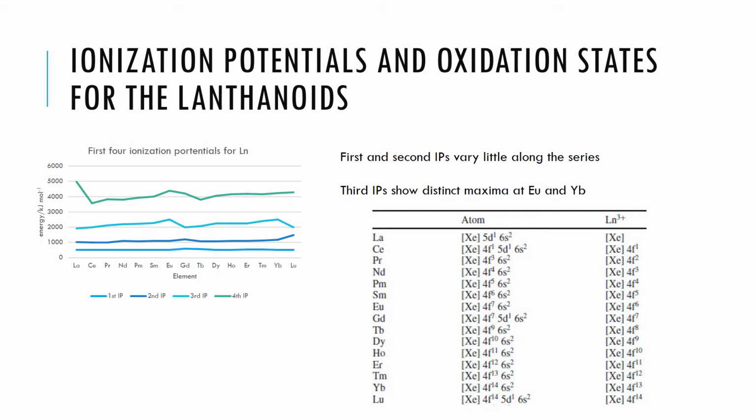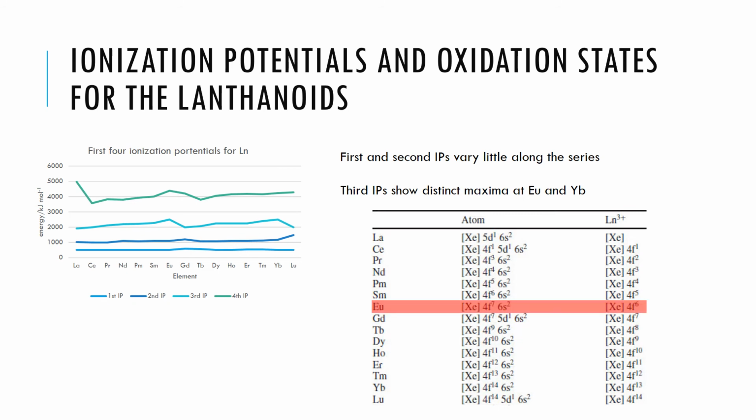The first thing that you notice from the ionization potentials is that the first and second ionization potentials are low, and they vary little along the series. They're all basically the same. The first ionization potential is around 500 kilojoules per mole, and the second ionization potential is around 1,000 kilojoules per mole. The third ionization potential then shows 2 distinct maxima, and surprise, surprise, we see them at europium and ytterbium once again. Well, that has been shown already in terms of metallic and ionic radii.